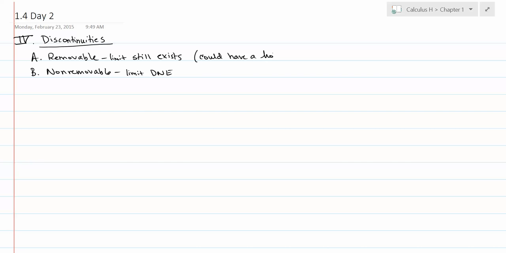Okay. There's two types of discontinuities. There is removable and there is non-removable. When you're thinking about removable, the limit still exists. Where non-removable, the limit does not exist. Okay, so an example of removable could have a hole in the graph. An example of non-removable, you could have an asymptote. You could have a jump or oscillating behavior.